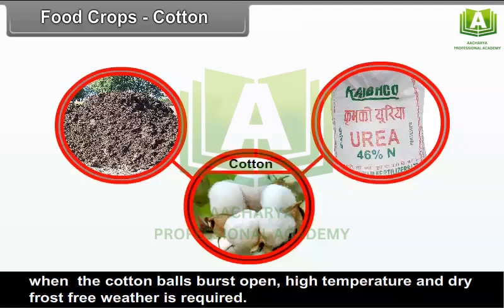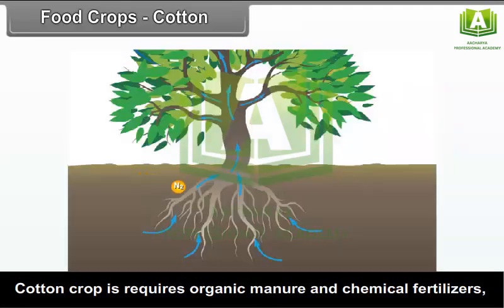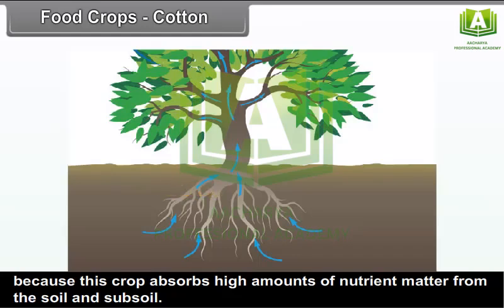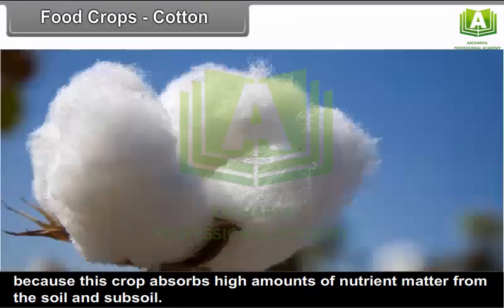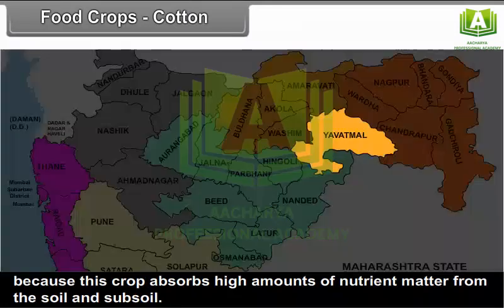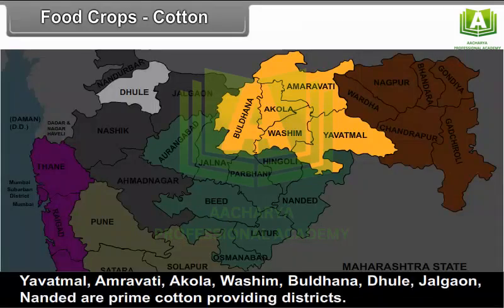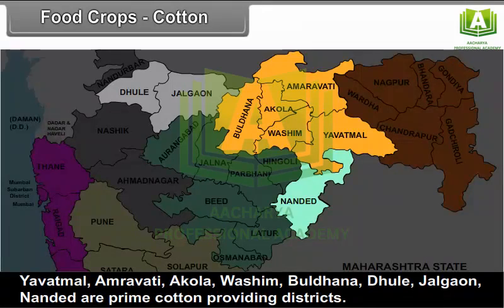Cotton crop requires organic manure and chemical fertilizers because this crop absorbs high amounts of nutrient matter from the soil and subsoil. Plucking of cotton requires large labor force. Yavatmal, Amravati, Akola, Washim, Buldhana, Dhule, Jalgaon, Nanded are prime cotton providing districts.